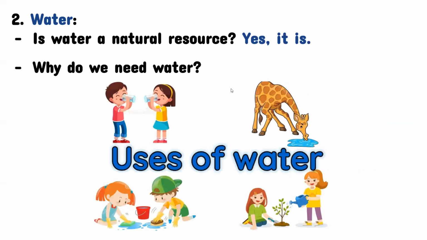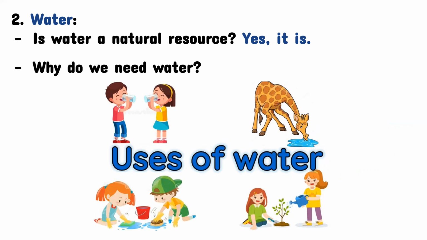Okay, the second natural resource is water, and we have to ask ourselves, is water a natural resource? Yes, it is. Why do we need water? We need it to drink, and by drinking water, we know that we keep our bodies healthy. And also animals need water to stay what? To stay hydrated and to keep themselves alive.